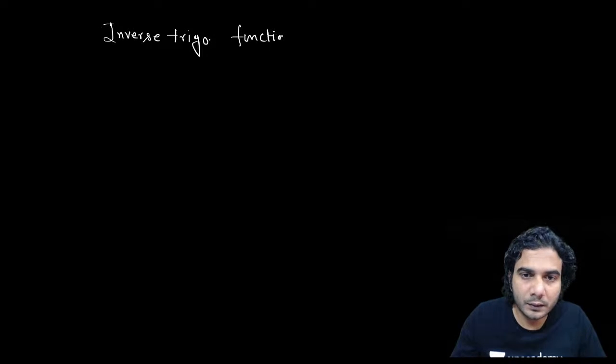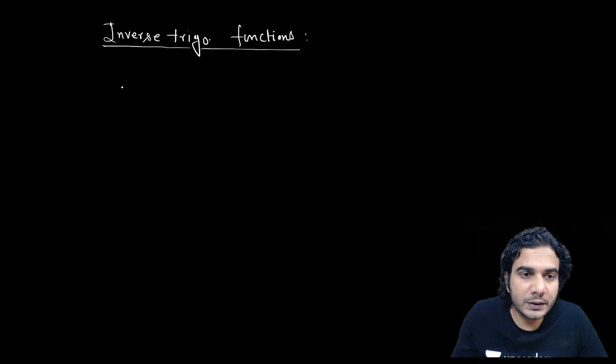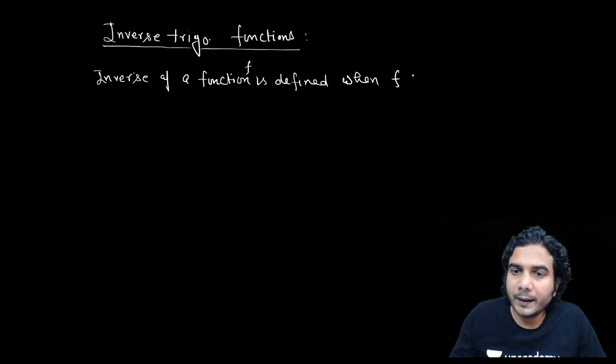So inverse trigonometric functions. When is the inverse of a function defined? Inverse of a function is defined when it is 1-1 and onto. Inverse of a function is defined when function f is 1-1 and onto, right?